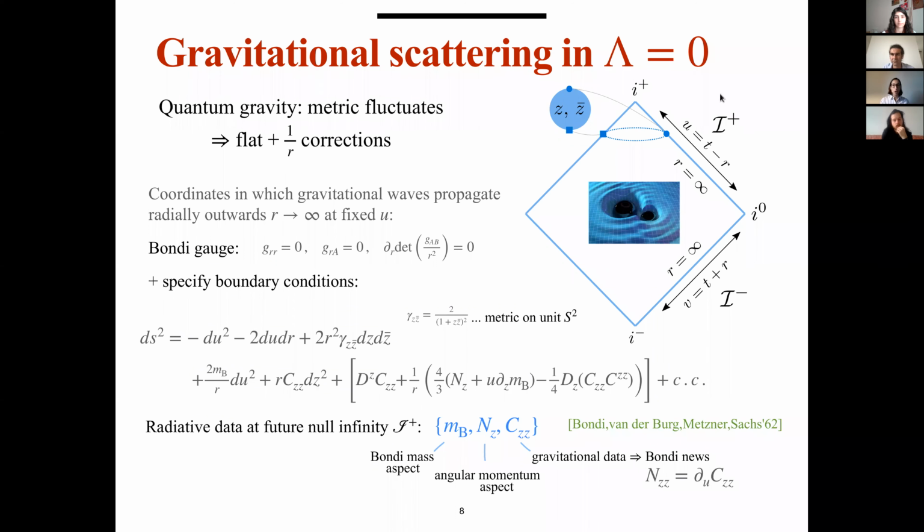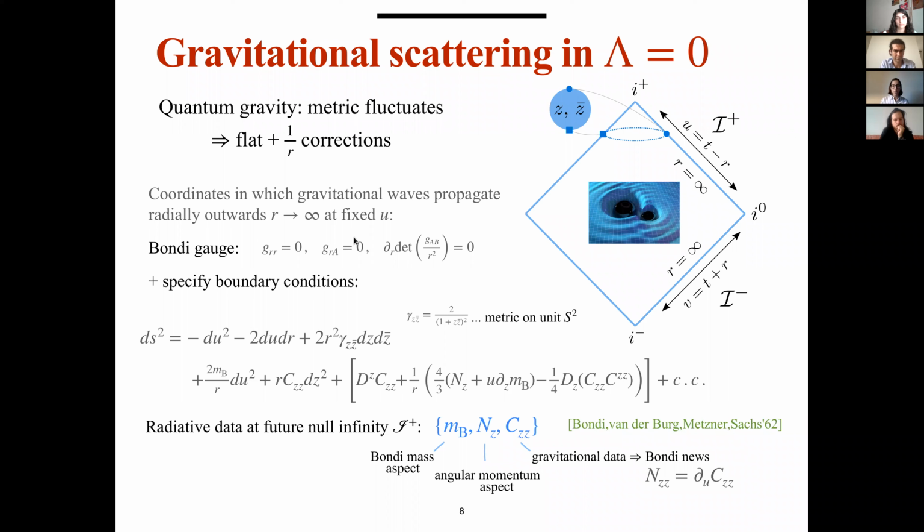Okay, so now let's discuss gravitational scattering. I already mentioned that in quantum gravity, the metric fluctuates, and so we will not have just flat space, but there will be corrections. The first thing to do is to pick a good coordinate system that lets us clearly see what is the data at the boundary of asymptotically flat space. And a good coordinate system will have gravitational waves propagating outwards.